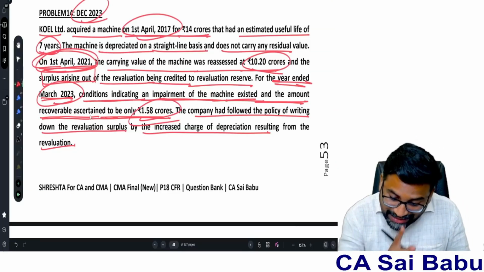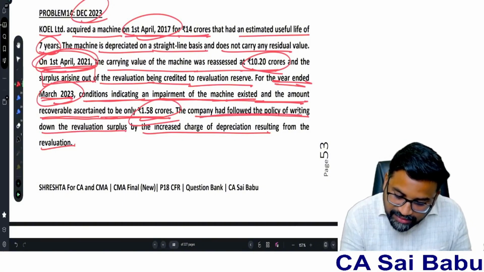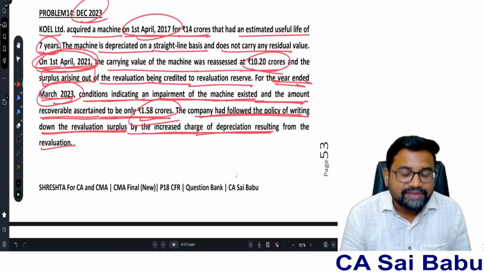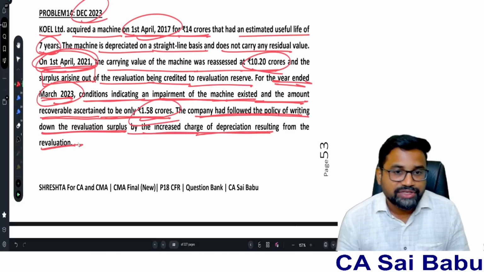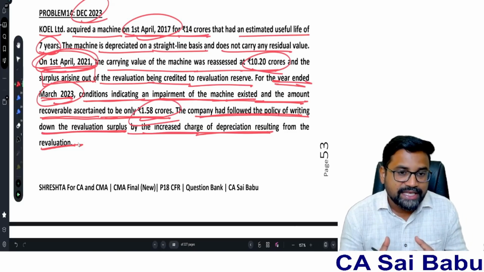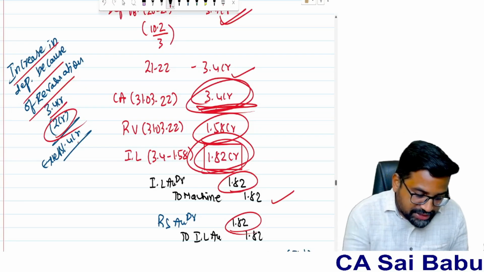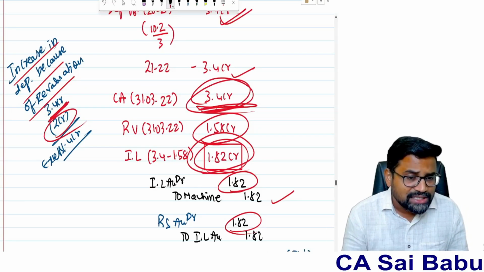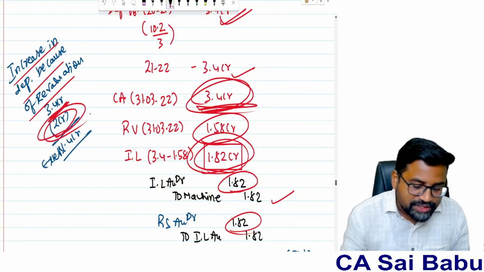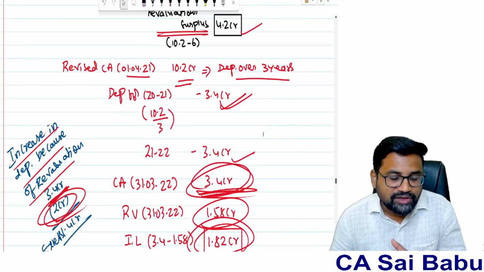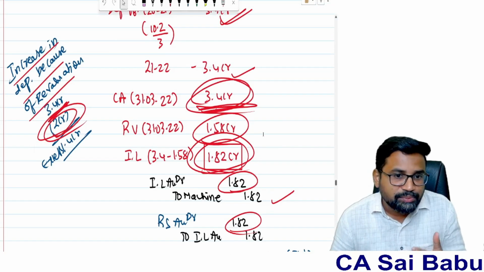See, in the question they clearly said that the company had followed the policy of writing down the revaluation surplus by increased charge of depreciation resulting from the revaluation. Because of this revaluation surplus, whatever the depreciation is there was charged in the form of depreciation. Therefore, our depreciation is 3.4 crores after revaluation. But suppose there is no revaluation, what will be the depreciation? Only 2 crores. Initially, we calculated 2 crores.